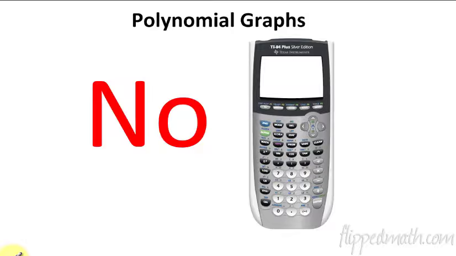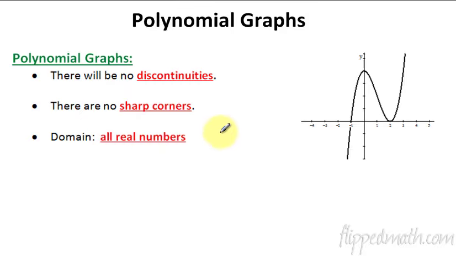Same thing on the mastery check. So let's first talk about some general things you can say about polynomial graphs. First of all, there will be no discontinuities. These things are just going to go on forever and ever, and there's never any holes or gaps or anything like that. There's also no sharp corners, so you don't have any of these things like absolute value graphs where you have corners on them, nothing like that. So nice soft curves, and then all real numbers for your domain. Goes forever to the left and forever to the right. So, quick little things about polynomial graphs.